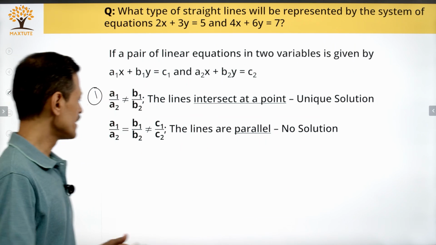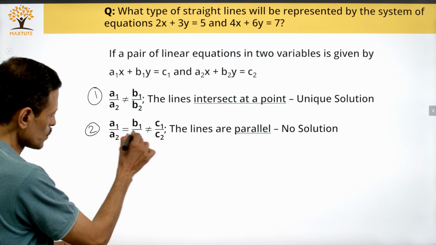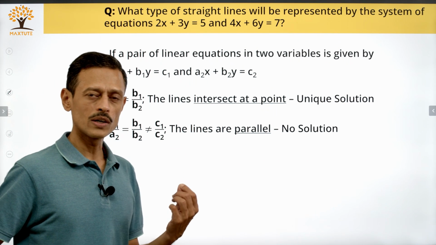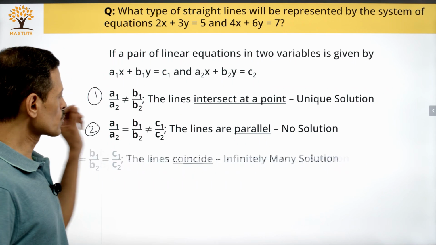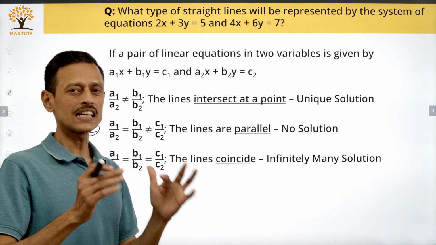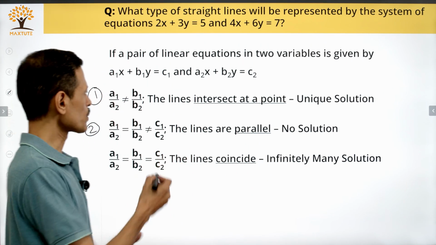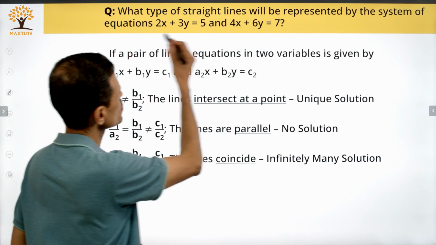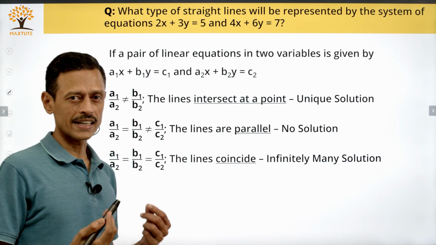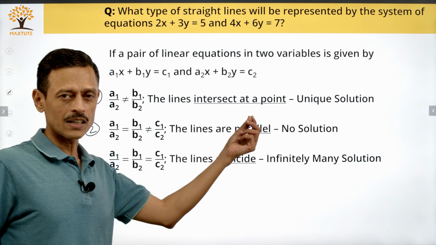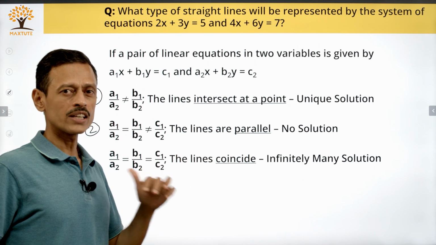The third condition is when a1 by a2 is equal to b1 by b2 and that is equal to c1 by c2. We are talking about coincident lines. We will have infinitely many solutions. Our idea is to find out which category these two equations fall under, and then say whether they are intersecting at a point, or are parallel lines, or are coincident lines.